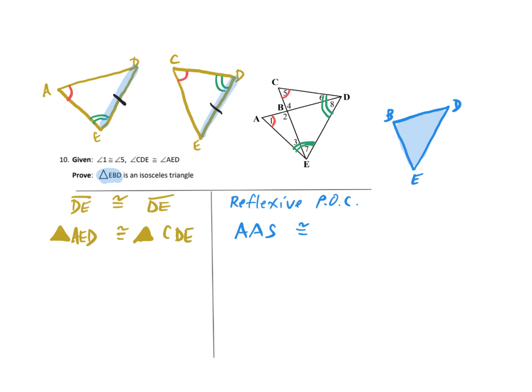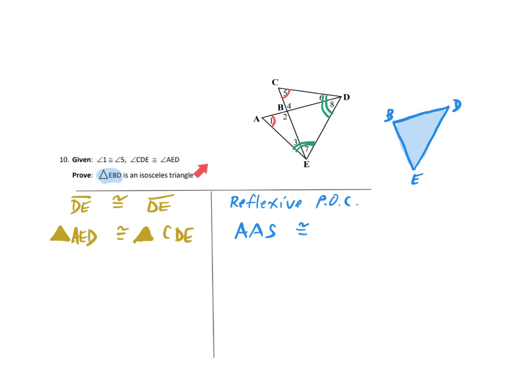Well, how's that going to help us? We're trying to prove that triangle EBD, this blue one here, is isosceles. We're trying to show that segment BE and BD are congruent, and that is therefore isosceles. But sides BE and BD aren't even in this picture. How are we supposed to get to side BE and BD?